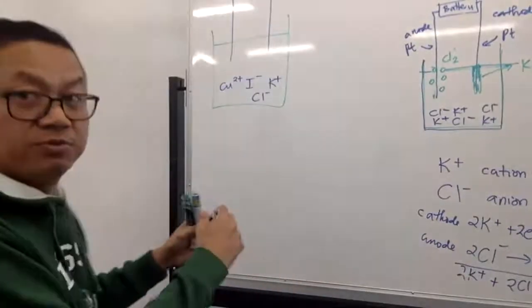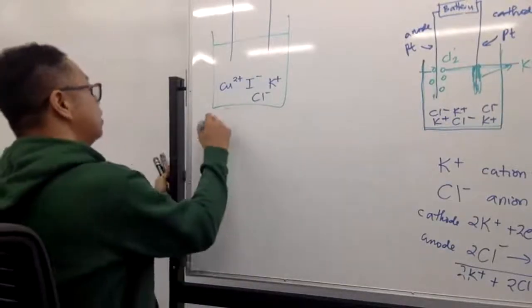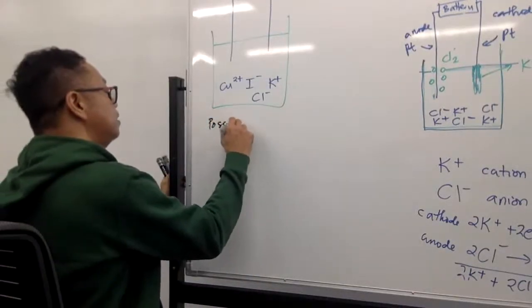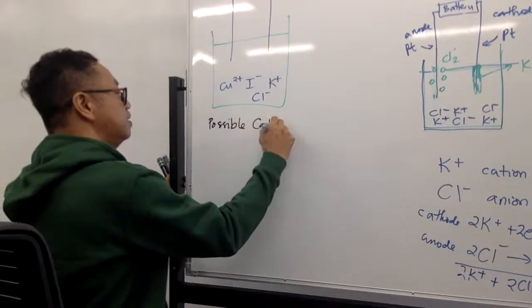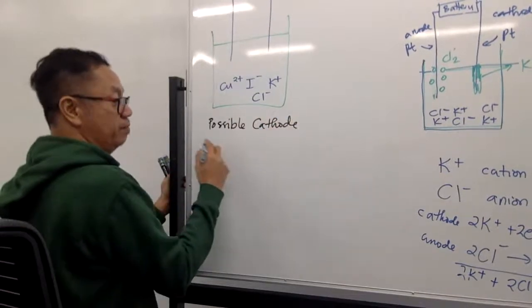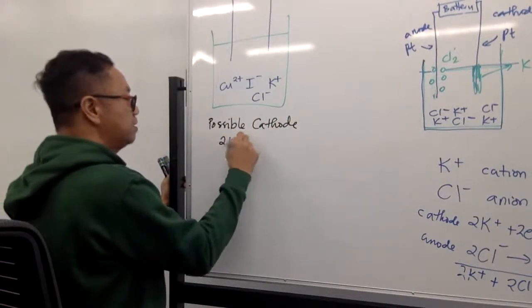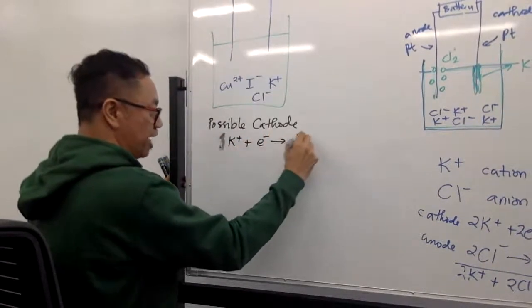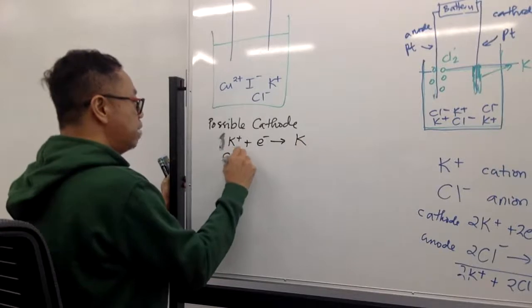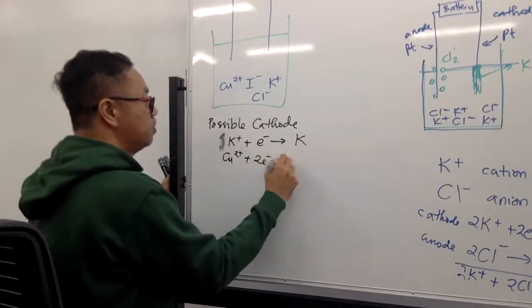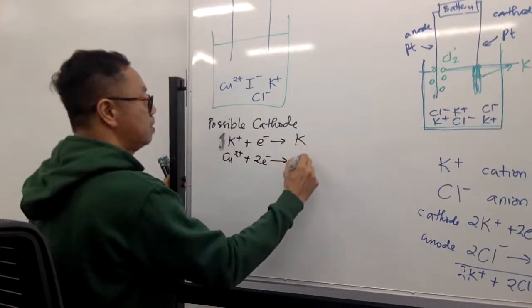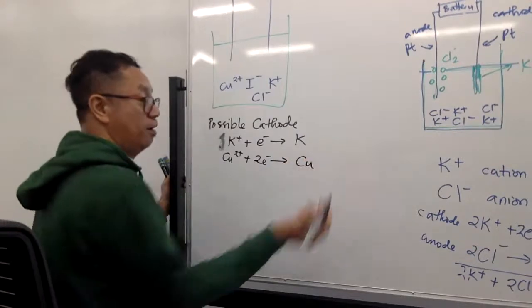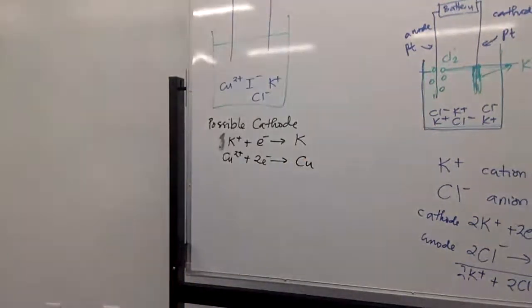Possible cathode reaction. So the possible cathode reactions will be K plus plus an electron giving potassium, and copper 2 plus plus 2 electrons giving copper.